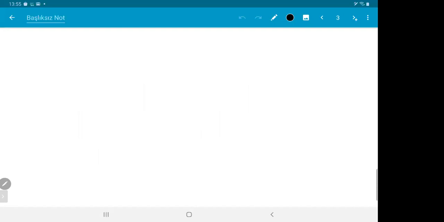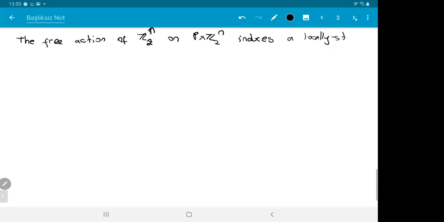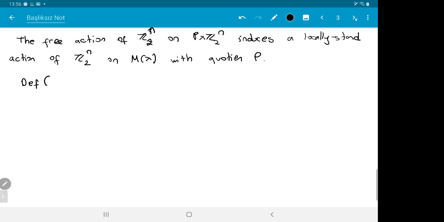Actually, there is an action of Z_2^n on this manifold, right? The free action of Z_2^n on the characteristic function induces an action on the manifold M lambda. Actually, this action is locally standard, and the quotient is P. Such manifolds have special names. They're called small covers. This notion was introduced by Davis and Januszkiewicz.